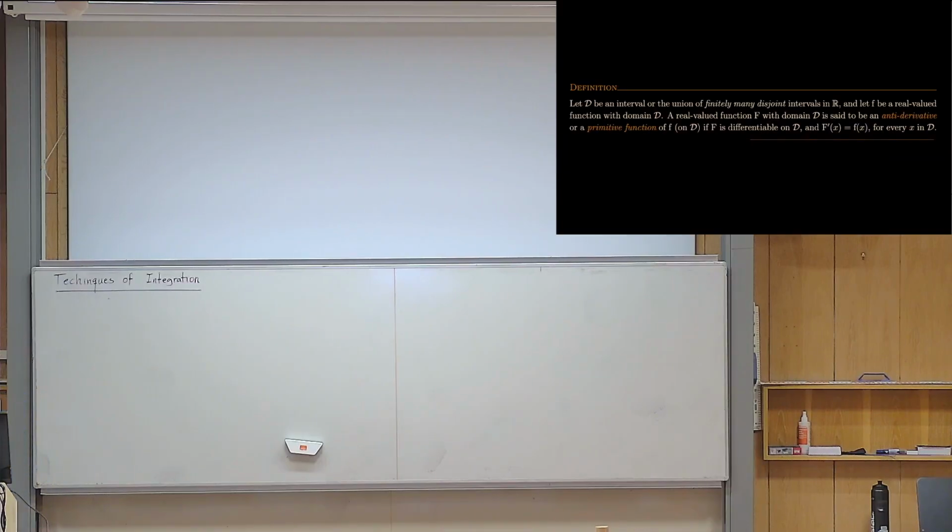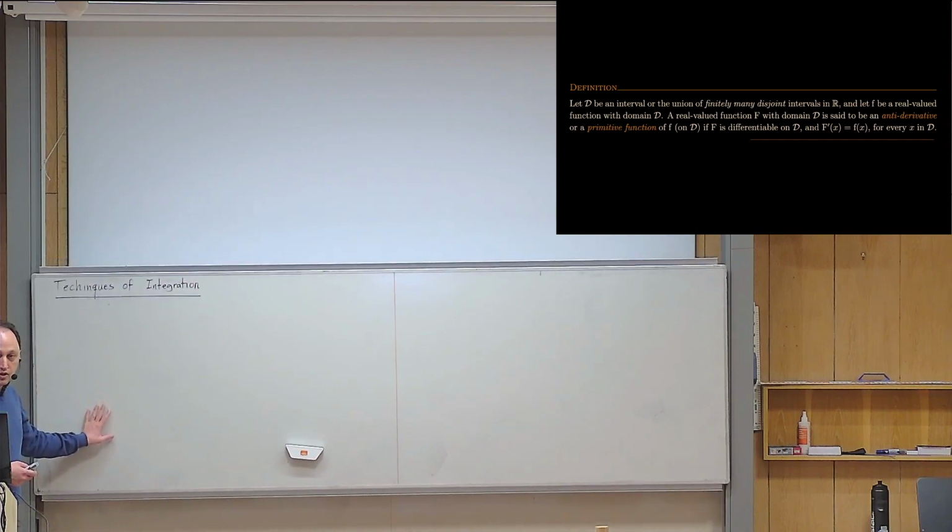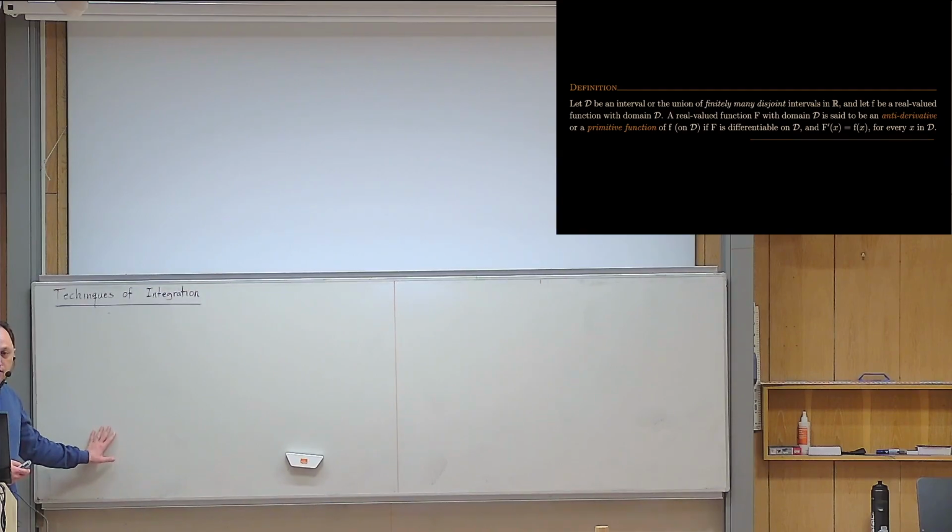Let us try to understand the ingredients of this definition together. So here D is an interval or the union of finitely many intervals. Now let us try to understand this definition sentence by sentence. Okay, so what do we mean by an interval?